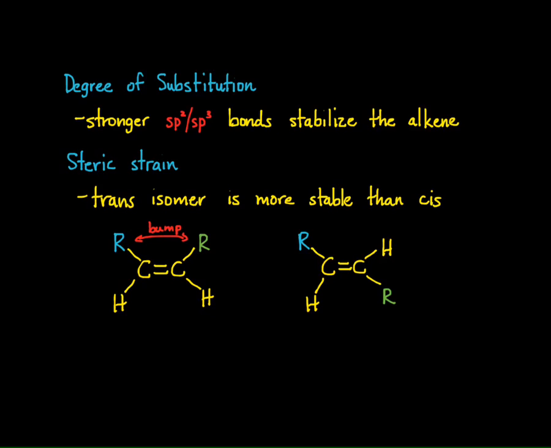This has great ramifications all throughout biology, and we'll get into that later on. But what you need to understand is the more substituted an alkene is, the more stable it is. And trans isomers are more stable than cis isomers based on steric strain.